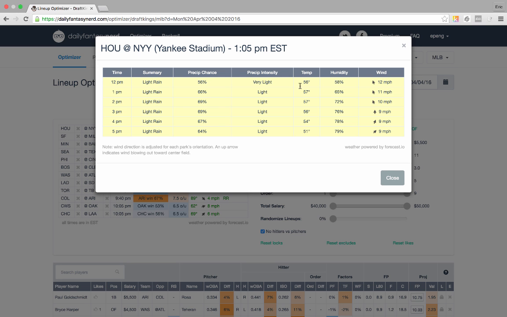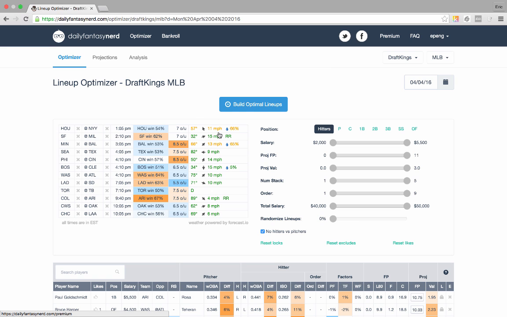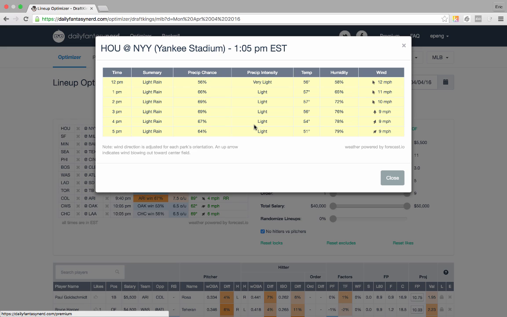So these are very important things to keep an eye on for baseball, and we live update this weather regularly throughout the day. We pull it from forecast.io, and so this is very important to keep an eye on in DFS. One other thing is that we orient the wind direction based off of the orientation of the ballpark. So that's something that we do for you as well.